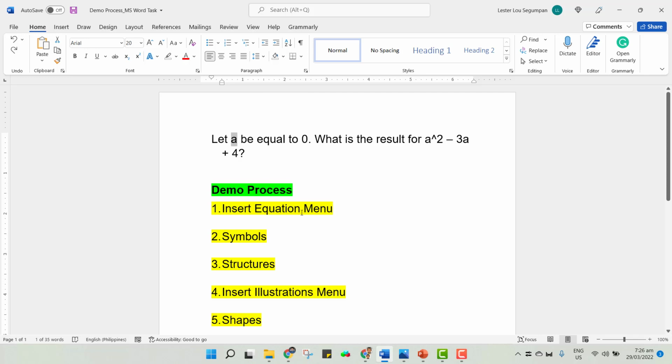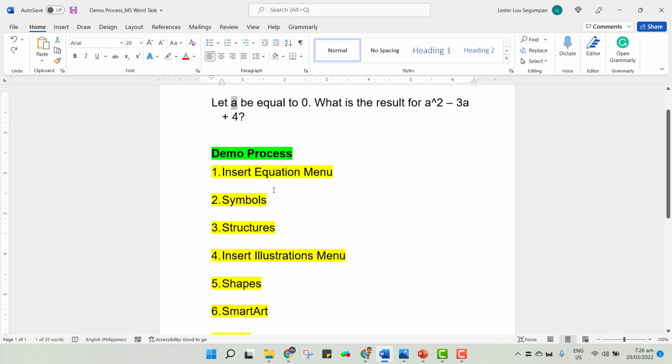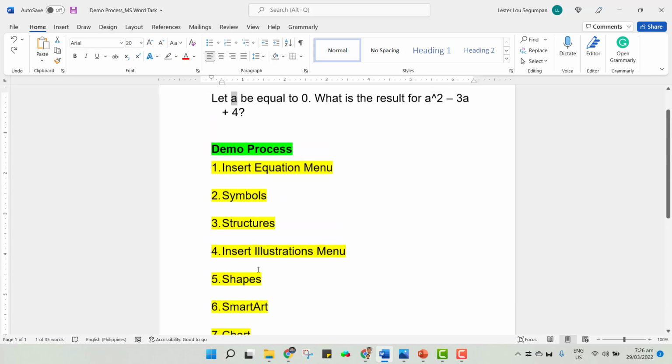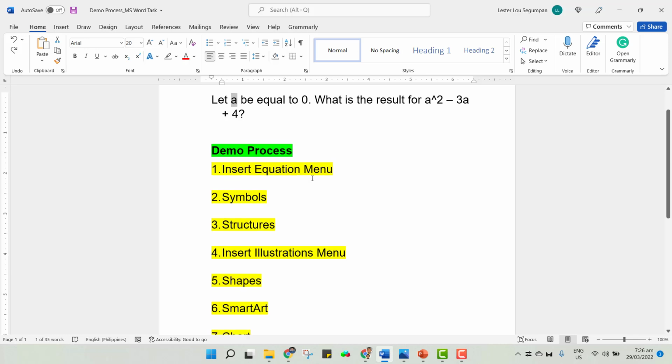So we have here an equation menu. These are the processes of our task. I do hope that this part of the demo will end at exactly 8 o'clock. We can also proceed with MS Excel.